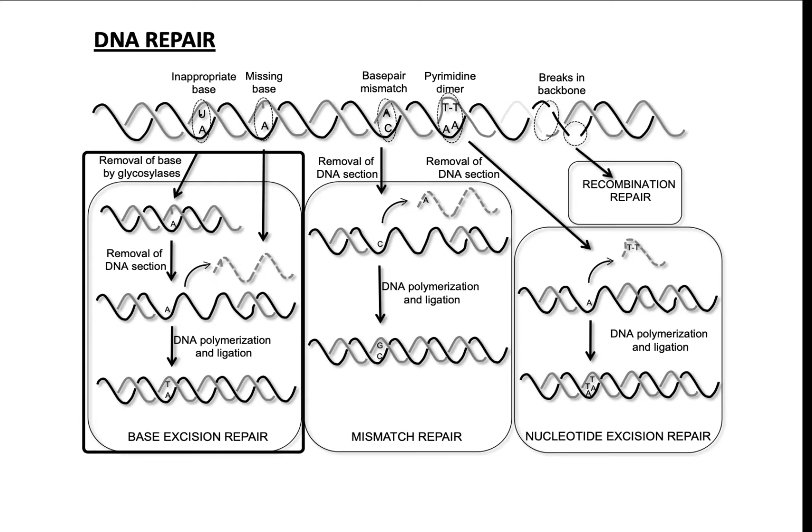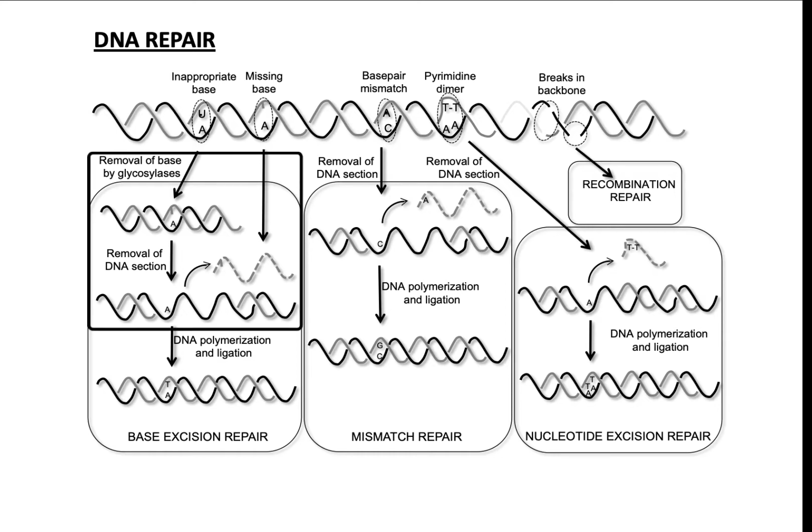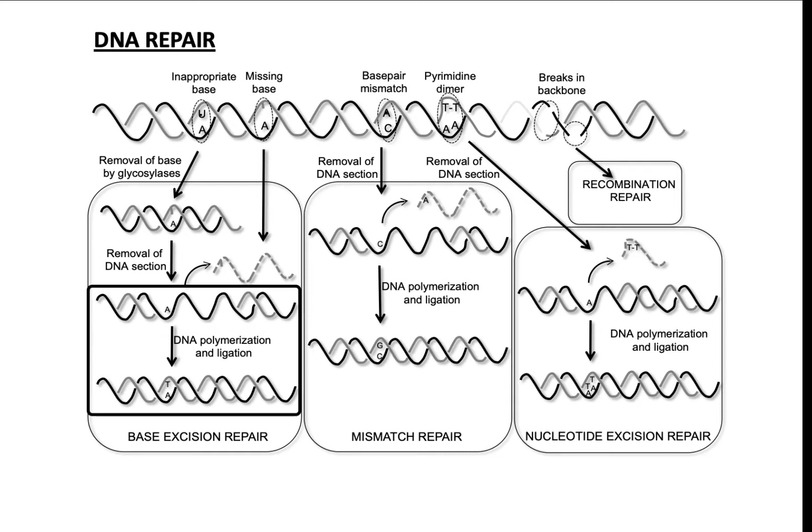Essentially, base excision repair is stimulated when there's an inappropriate base or a base that is missing from the backbone. The first thing that happens is removal of the strand with the mutation, and then DNA polymerization and ligation fills in the gap. Sometimes this gap can be over 100 nucleotides long. So it doesn't simply take out the lesion, but takes out a long stretch of DNA.